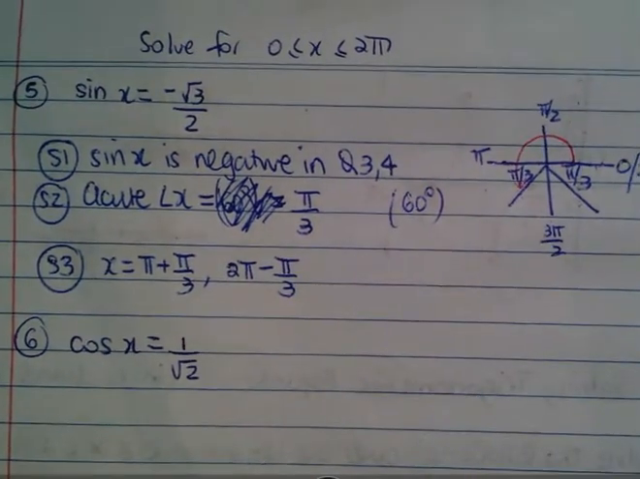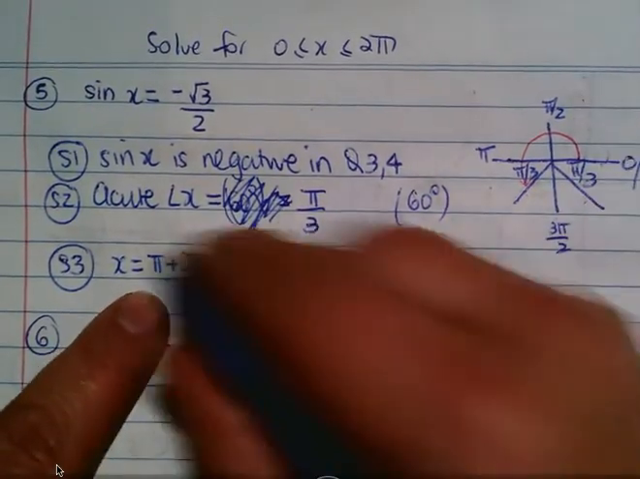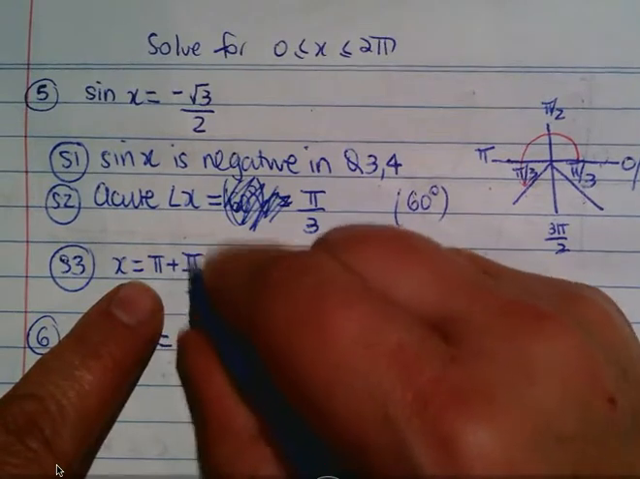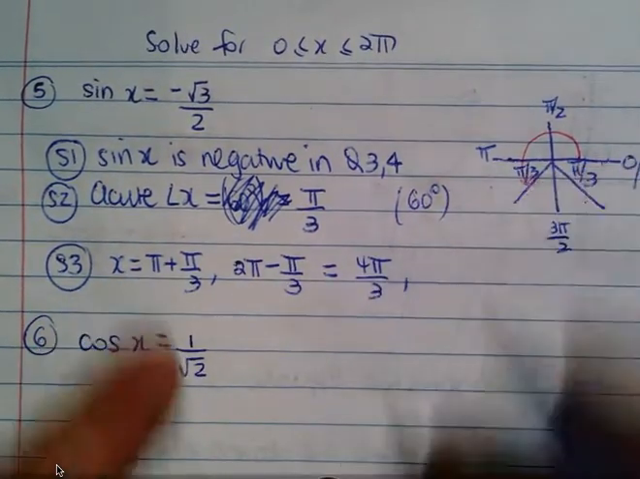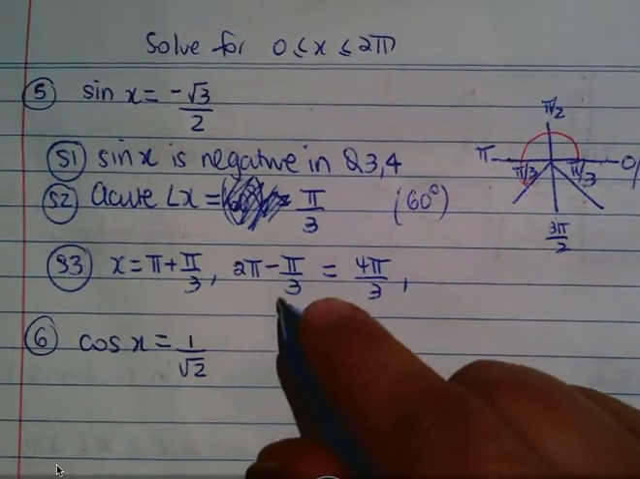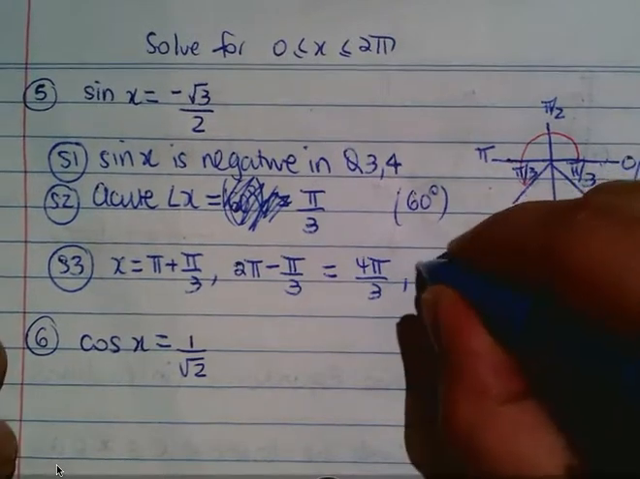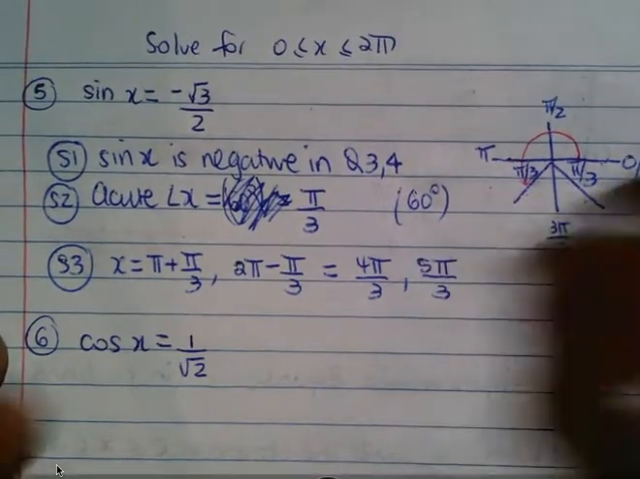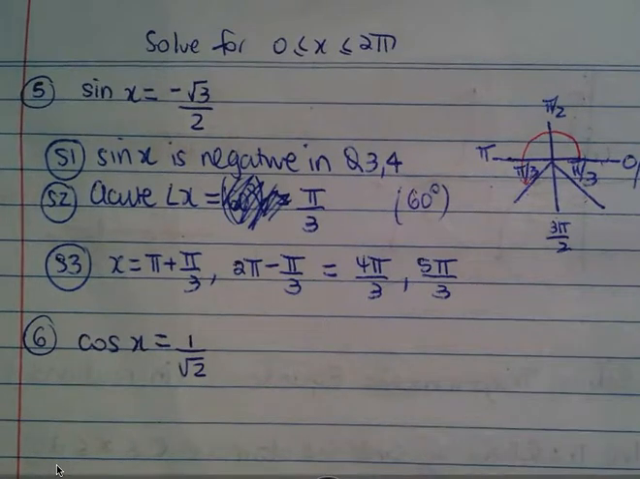Okay, now I can't just leave it like that. I have to write my solutions. So this is 1 pi plus a third pi. That's 1 and a third pi, which is 4 pi on 3. And this is 2 minus a third. Now 2 minus a third is 1 2/3, or 5 pi on 3. Okay, now we did a little bit of that last lesson.